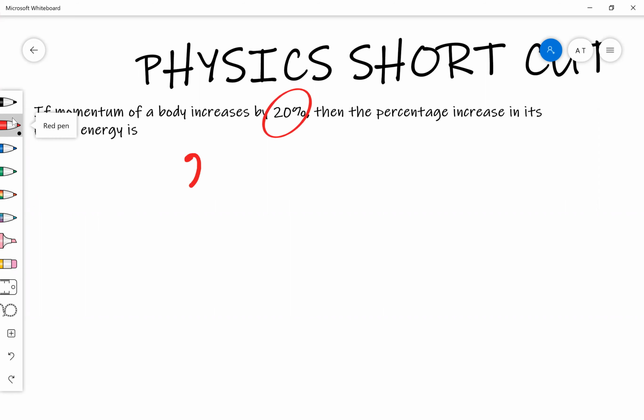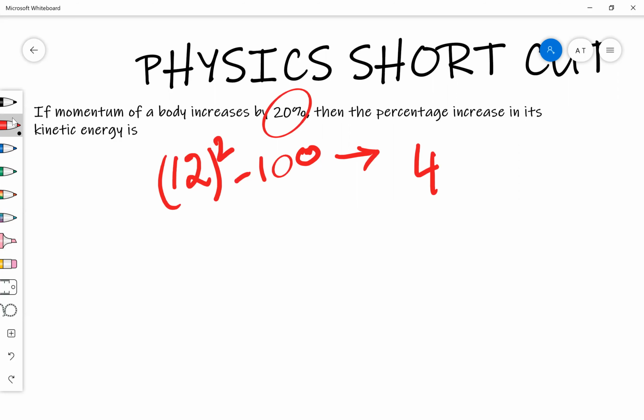just take 2 from the 20%, just before that you keep 1, square it, and subtract 100 from that. It will give you the answer. The percentage increment in the kinetic energy here is 144 minus 100, which is 44%. So this is the percentage increment in the kinetic energy of the body.